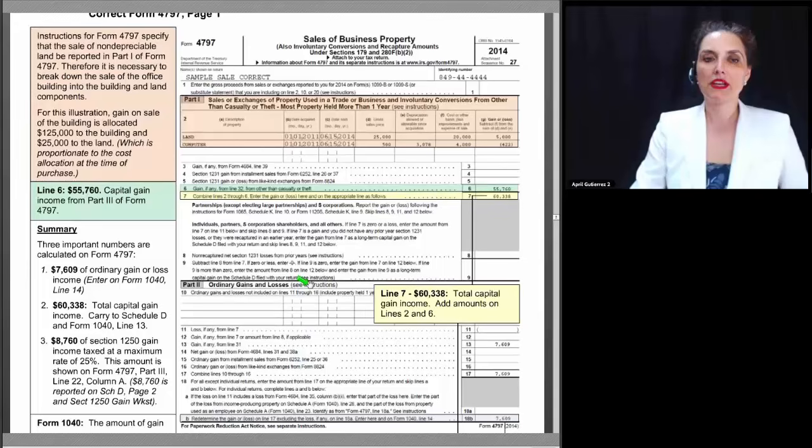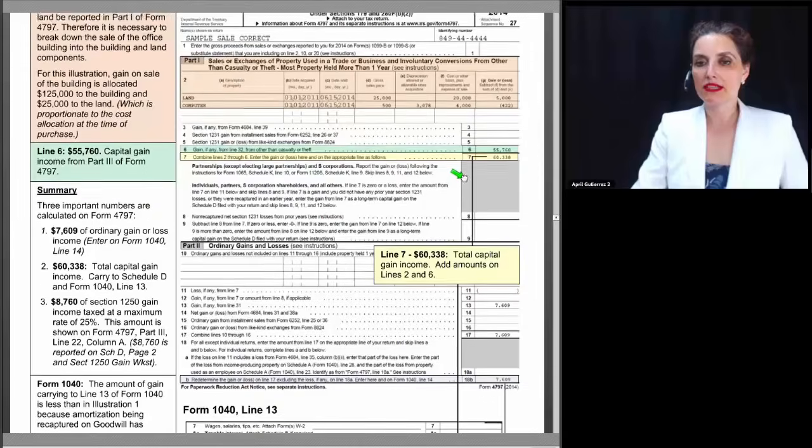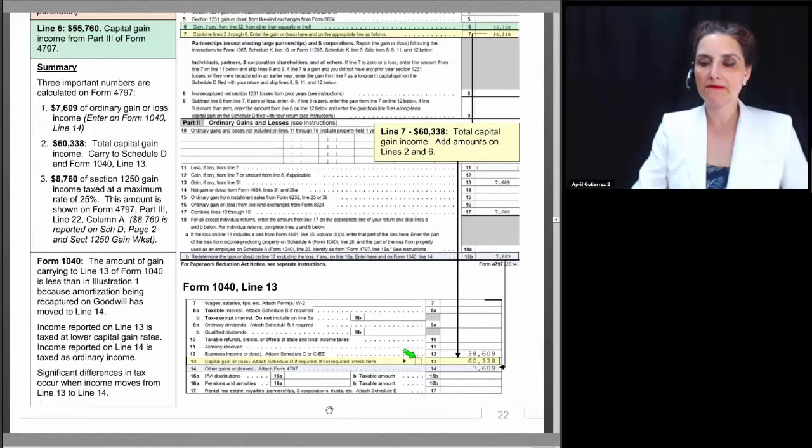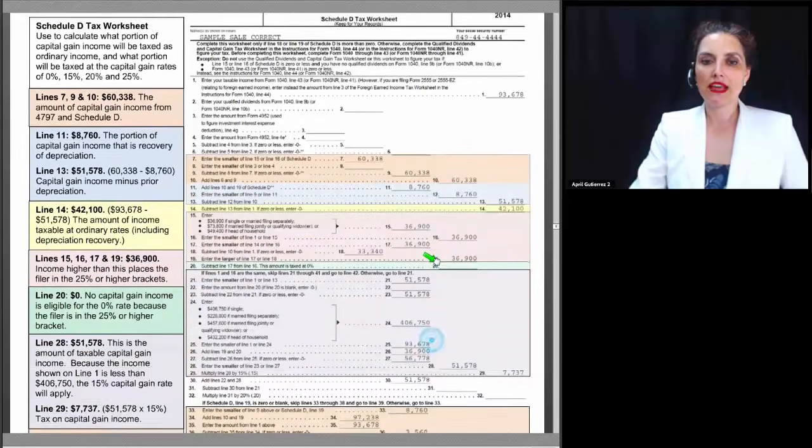Well, going over to page 1 of the 4797, we've now got the land and the computer where they belong. And, of course, we're dealing with much smaller capital gain amount here. And we then carry over the capital gain from page 2. We add that to the gain on page 1, and we get $60,338. That is the amount that, again, is carrying to line 13. And then we move on to the capital gain worksheet.